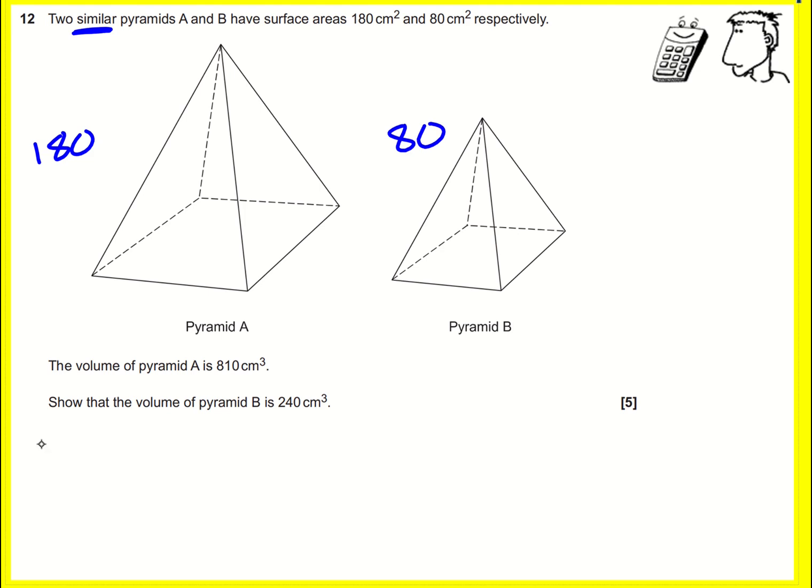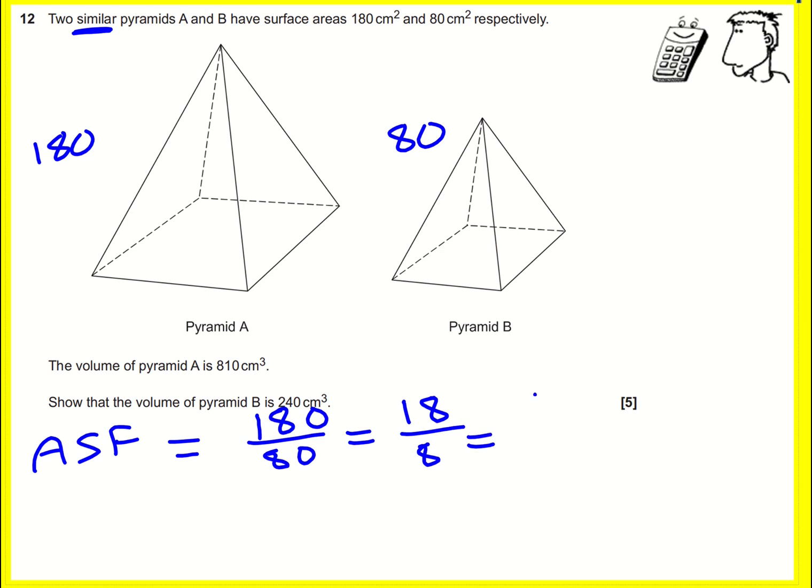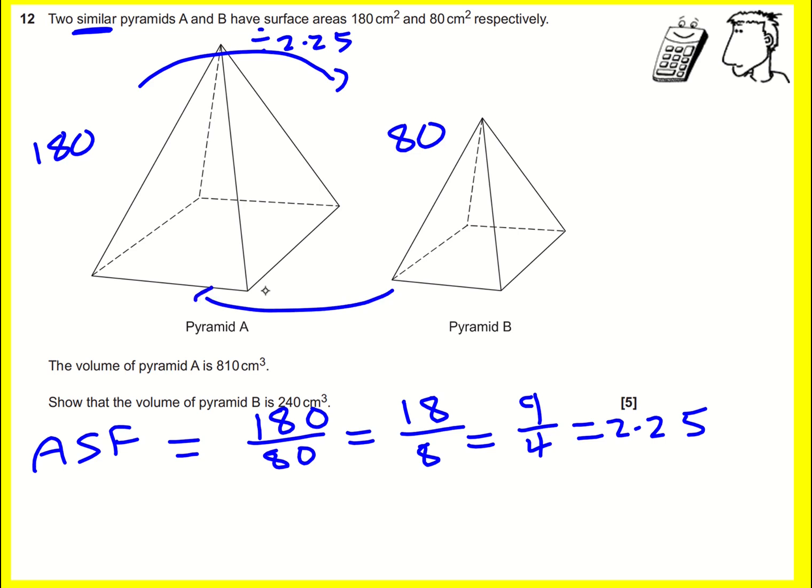So I can work out not the length scale factor, but the area scale factor, like how much bigger one area is than the other, by doing 180 divided by 80, which I can do without a calculator. It's going to be 18 divided by 8, so 9 over 4, which is 2.25. So that's what I would divide by if I was going this way, and if I was going the other way, I would times by 2.25 for the area, that is.